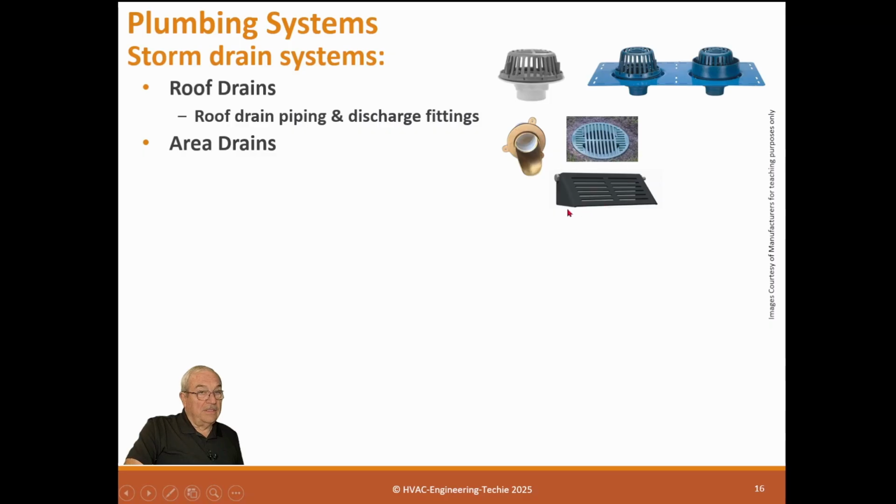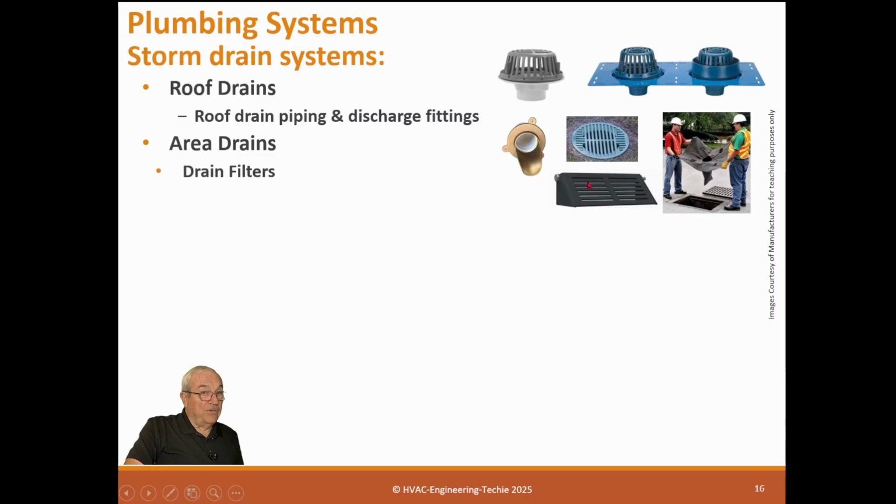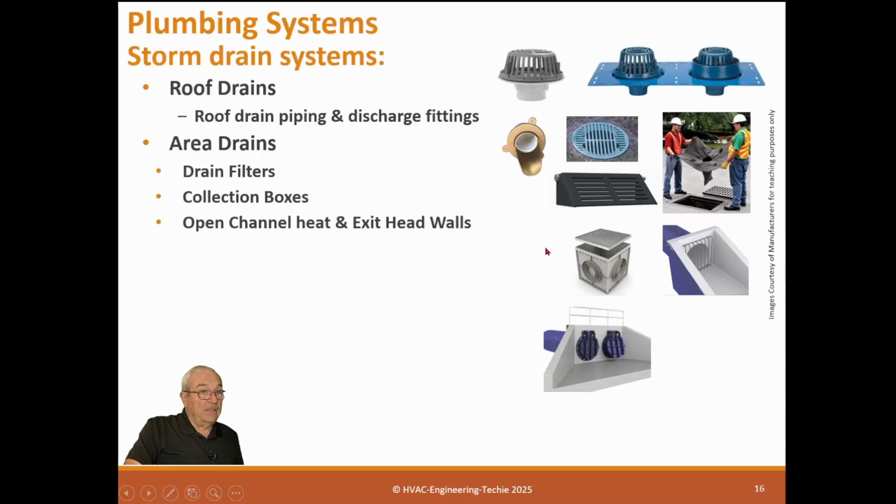Area drains, again, you're going to have raised ones, lowered ones, 100 different ways. You can have drain filters. They put filters behind it to catch stuff. You have to clean them, but they will prevent that from getting in and clogging a drain system. Collection boxes, of course, are made prefab that have a grate on top and then have ways for pipe to go out. Open channel and exit head walls, so you have an open channel with a screen on it to put water out or in your areas.